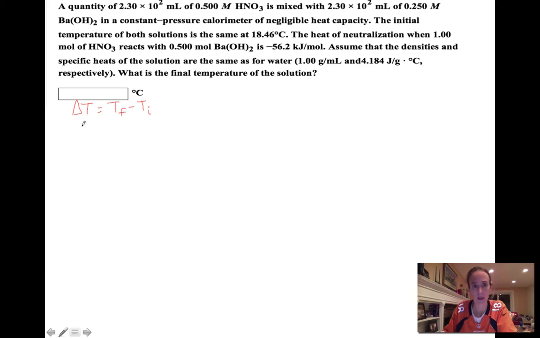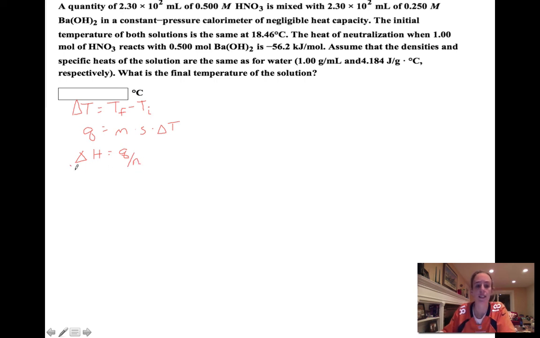Now, what do we know that relies on change in temperature? Well, the heat transfer. So Q, heat transfer, is equal to mass times specific heat times that change in temperature. So then, what else can we relate here given the information that was given to us and kind of where we're headed? Well, the enthalpy of neutralization, delta H, is equal to the heat transfer, but it's expressed on a per mole basis, so Q divided by n.